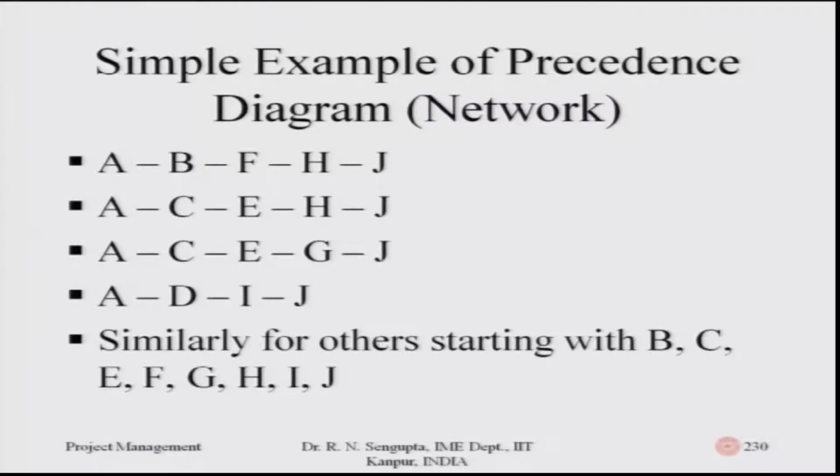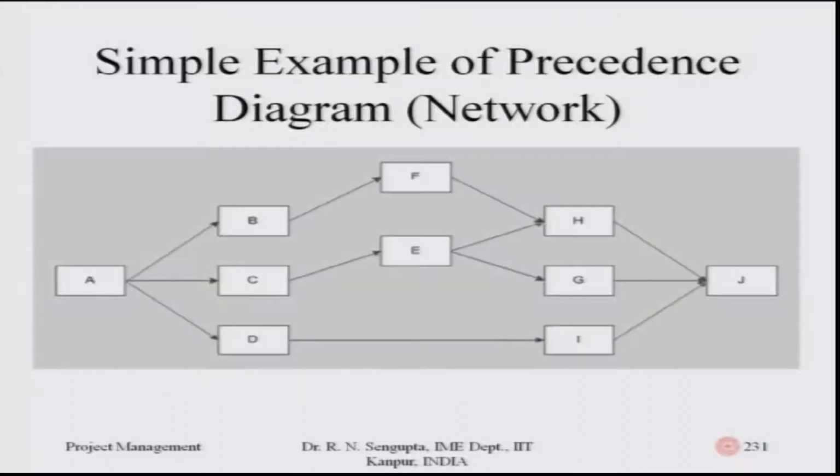Similarly, after B, C, and D you have F, E, and I, and correspondingly the sequences are given. This is what I meant. After A you have B, C, D jobs and activities, after B you had F, after C you had E, after D you had I. So the sequence of activities which was shown in the slide, 230, if it is converted into the precedence diagram concept, has A being followed by B, C, D in some sequences.